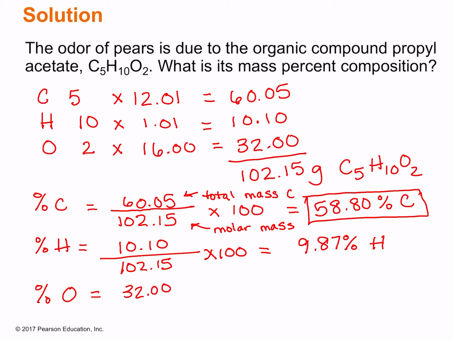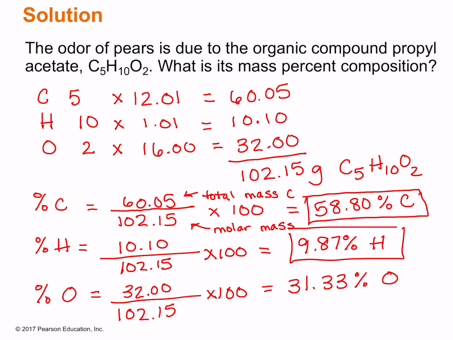And then finally, we'll go through and we'll get our percent oxygen, and we can put our total mass of oxygen on the top. We can put our molar mass on the bottom, and then multiply by 100. And so that will get us 31.33% oxygen.